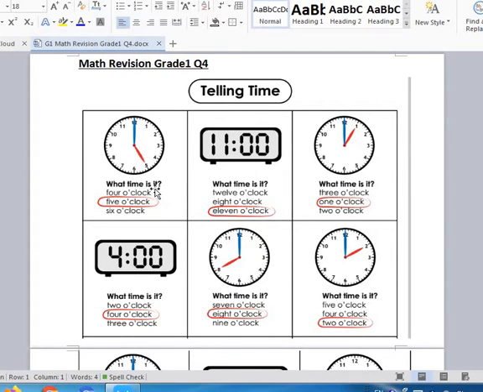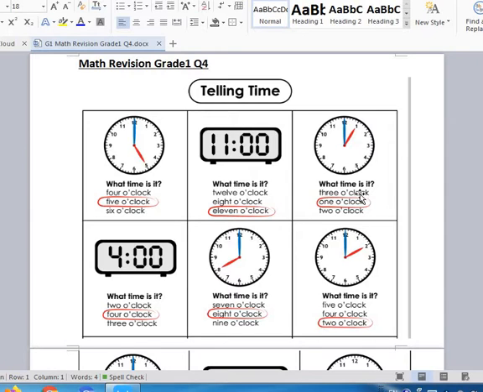What time is it? The short hand refers to the hours and the long hand refers to the minutes. So here it's 5 o'clock. What time is it? It's 5 o'clock. Okay. What time is it in the second one? It's a digital clock. Here is the hours and here is the minutes. So what time is it? It's 11 o'clock.